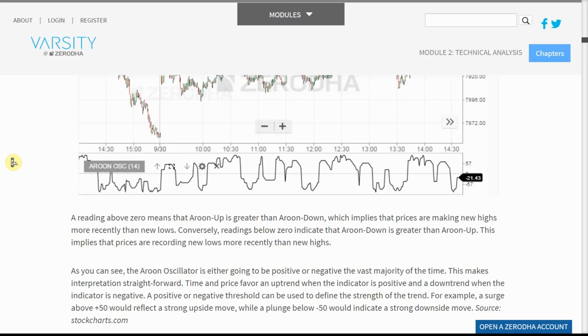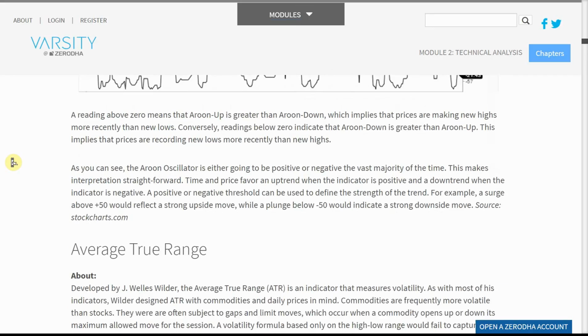As you can see, the Aroon Oscillator is either going to be positive or negative the vast majority of the time. This makes interpretation straightforward. Time and price favor an uptrend when the indicator is positive and a downtrend when the indicator is negative. A positive or negative threshold can be used to define the strength of the trend. For example, a surge above +50 would reflect a strong upside move, while a plunge below -50 would indicate a strong downside move. Source: StockCharts.com.